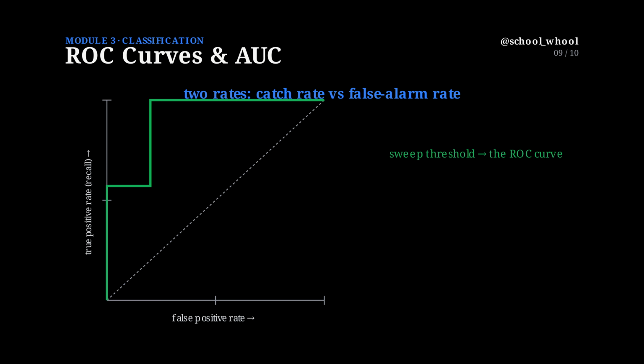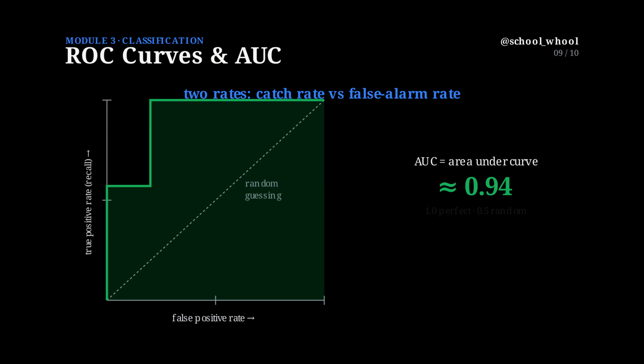How do we read it? A perfect model hugs the top left corner, all catches, no false alarms. The diagonal line is pure guessing. The more your curve bows toward that top left corner, the better the model. To turn the whole curve into a single score, measure the area underneath it, the AUC. 1.0 is a flawless classifier. 0.5 is a coin flip. Ours is about 0.94, excellent.